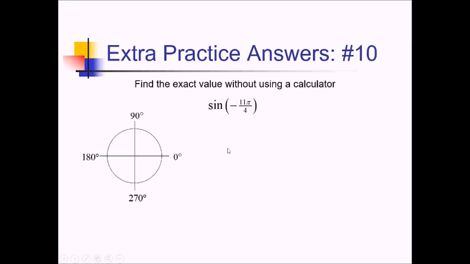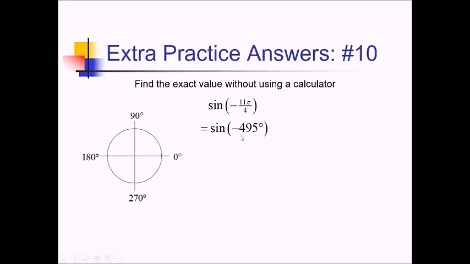For this problem, we want sine of negative 11 pi over 4. So this one's a little tricky. Let's convert this to degrees first. 180 divided by 4 is 45. And then what's 11 times 45? Well, 10 times 45 would be 450. So add another 45 to that, and you've got negative 495 degrees overall.